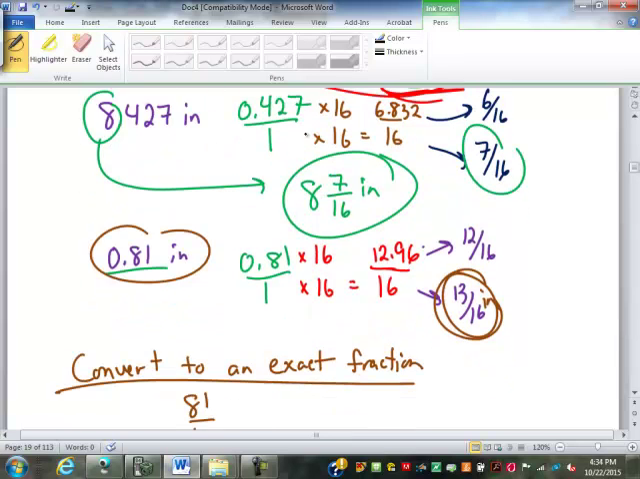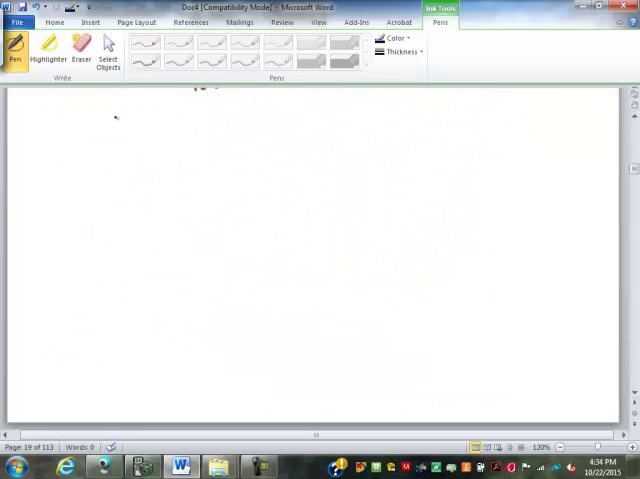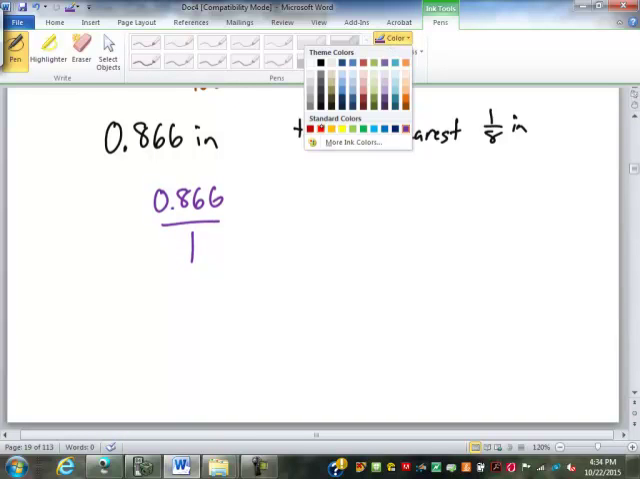I'm sensing the need for another example or two of that. Let's do 0.866 inches to the nearest eighth inch. Tell me where to start. So how do I do that? 0.866 over 1. Very good. Then what?